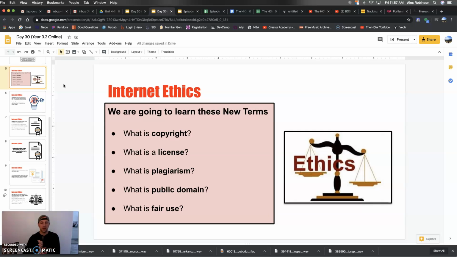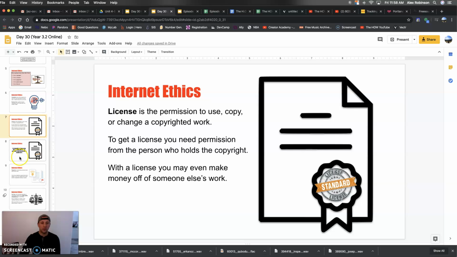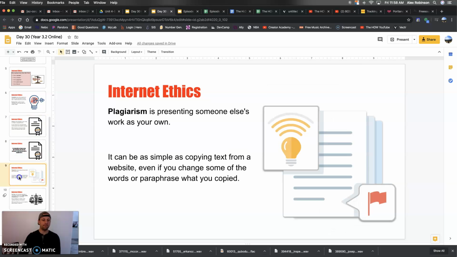And then what's called plagiarism. You guys know all about that from your English class. The public domain and fair use are potentially the 2 new items that are really interesting. I mean, they're very situational. So I encourage you to read through these slides, kind of learn about these 5 different topics. I tried to keep the slides as short as possible, so that way you don't have to read a ton. It kind of summarizes this information for you.